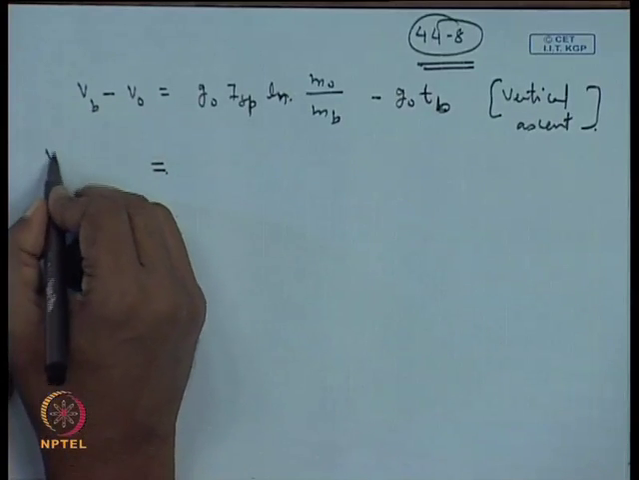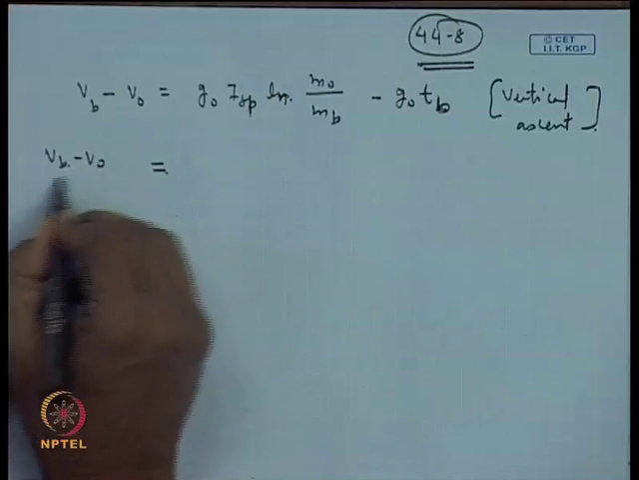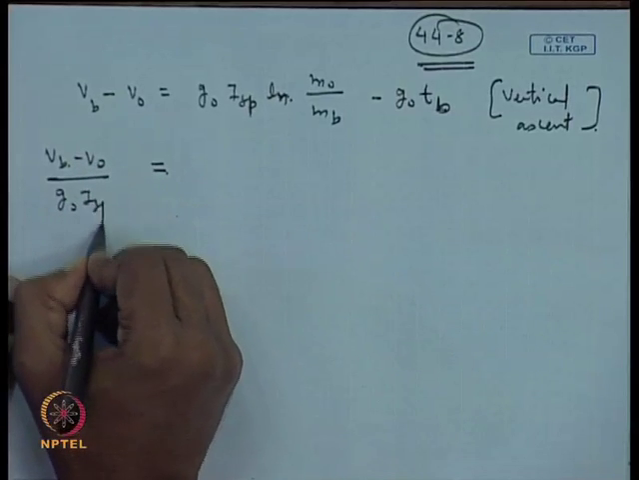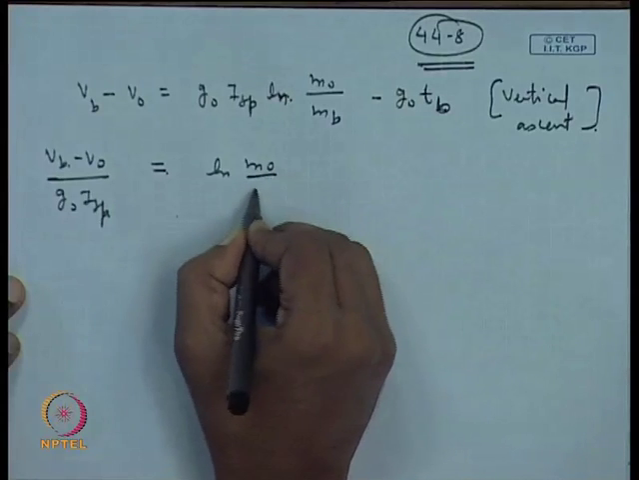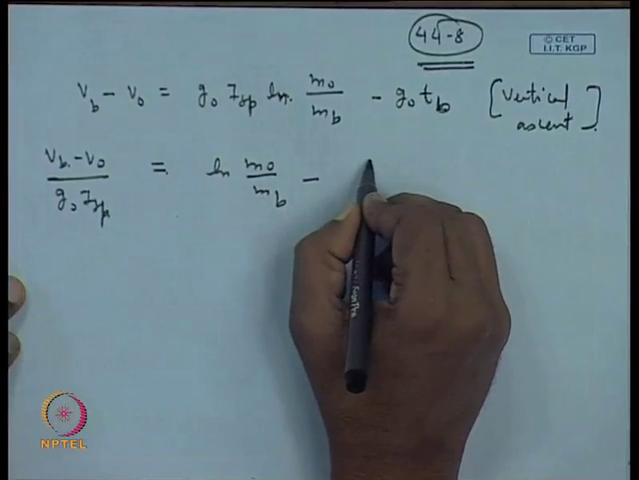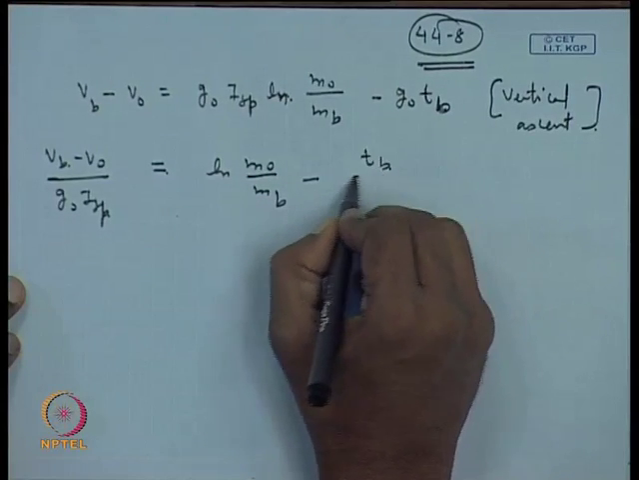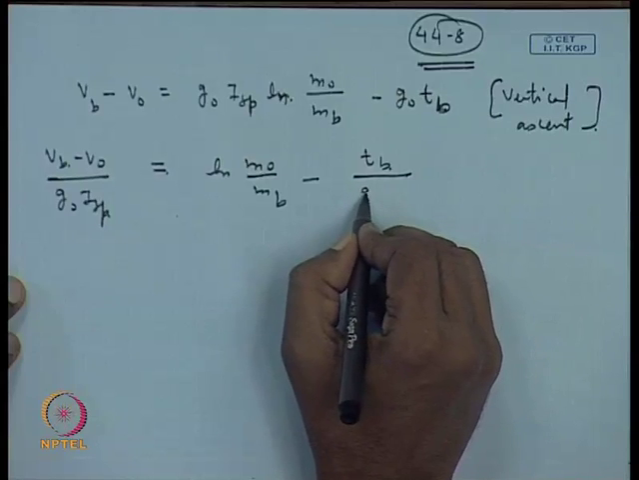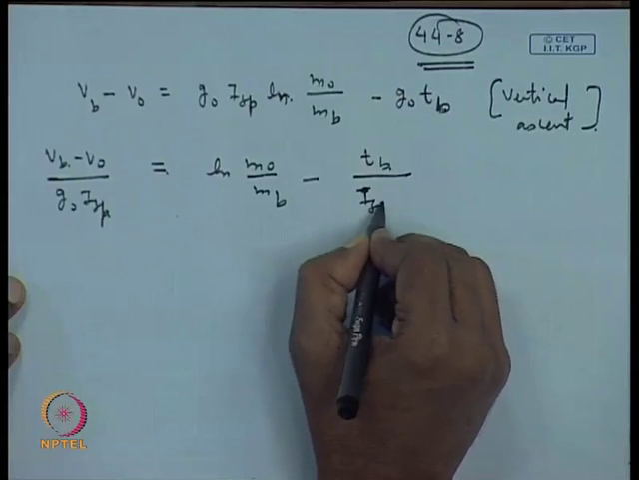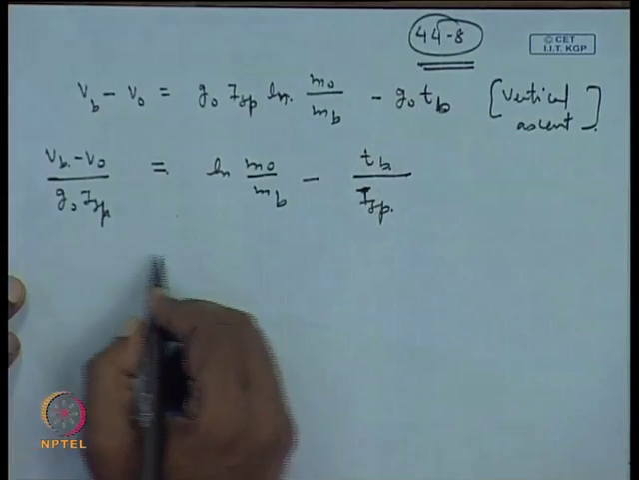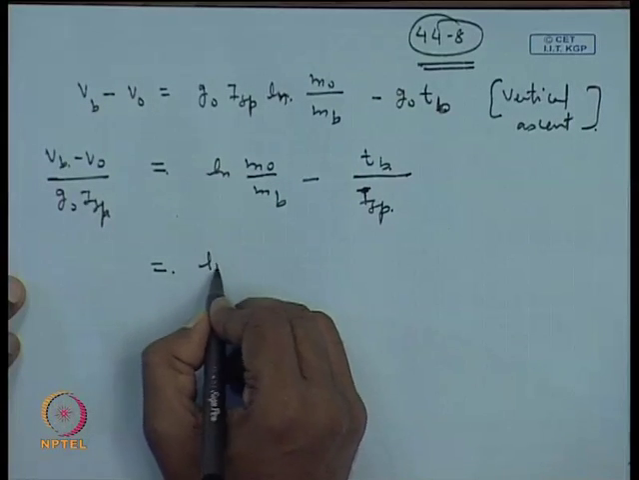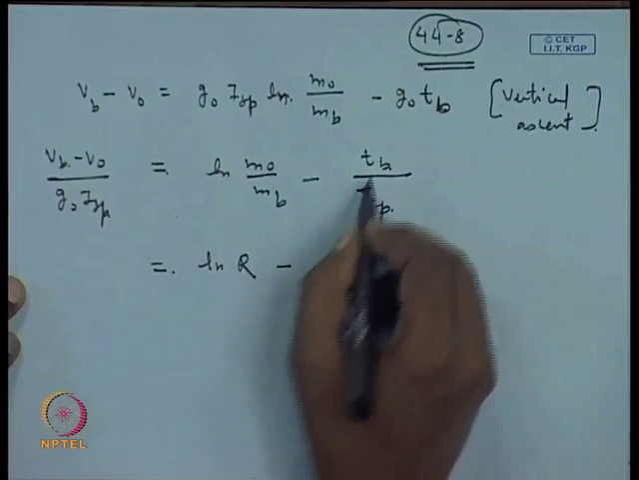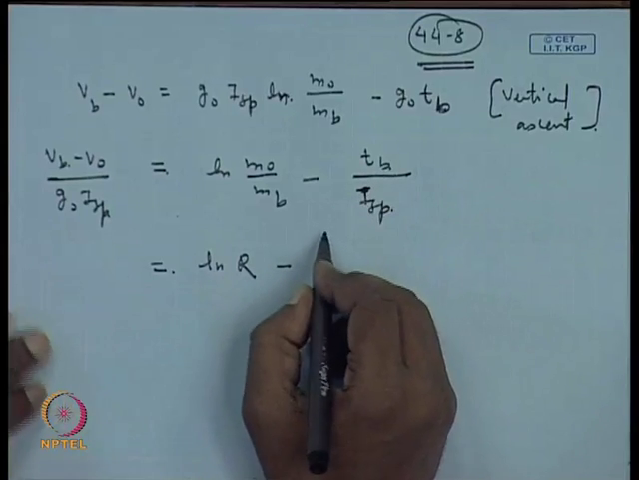So, divide both sides by G0 Isp, and this gets reduced to ln(m0/mb) minus Tb/Isp. G0 cancels out. So, m0 by mb we have written as r, and this we need to work out a little bit.